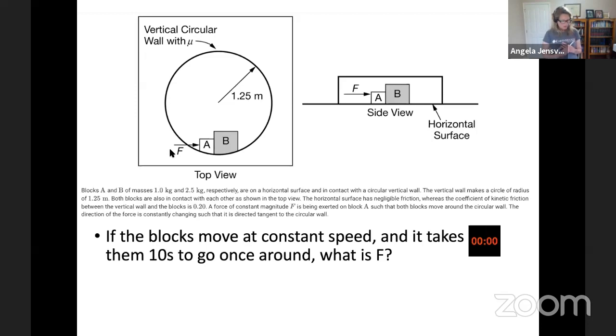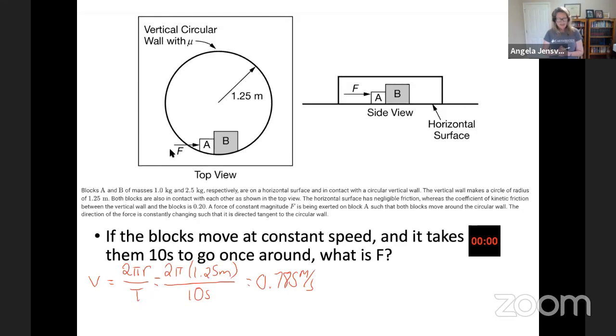Okay, so why don't we start off by using the fact that it takes 10 seconds to go all the way around. I think we can get the speed that way. So speed is distance over time, right? And if you're going in a circle, the distance would be the circumference, 2 pi r, over the period. So it'd be 2 pi times the radius, 1.25 meters, divided by the period of 10 seconds. So you should get 0.785 meters per second. Okay, so that's the speed that it's going around in the circle.